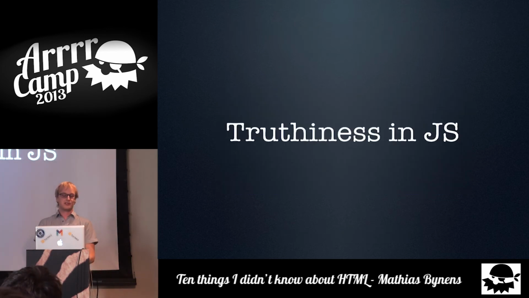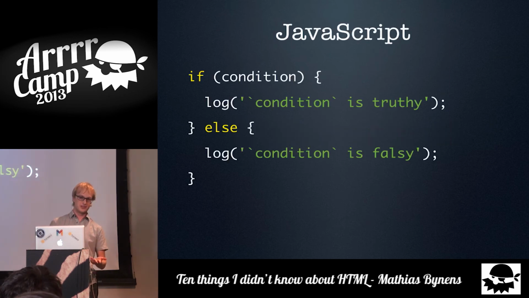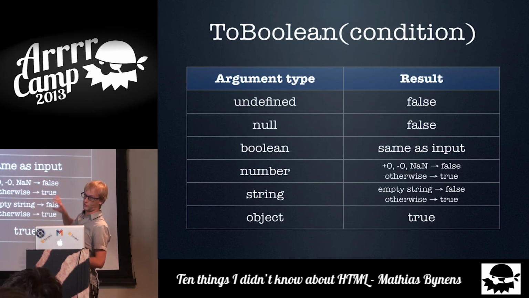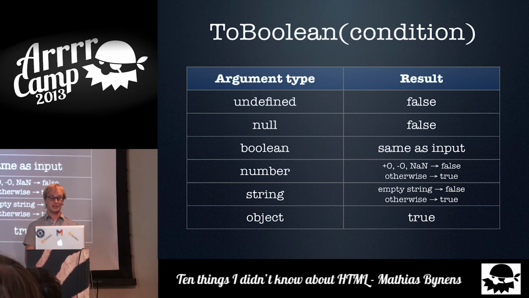Now, let's talk about truthy and falsy values in JavaScript. Of course, it's important to know which values are truthy and falsy because you're dealing with those concepts all the time. For example, if you're using an if statement. And the specification defines this algorithm that maps values to true or false, basically. So as you can see, undefined and null are both falsy. Booleans are just the same as the input. If it's true, it's truthy. If it's false, it's falsy.